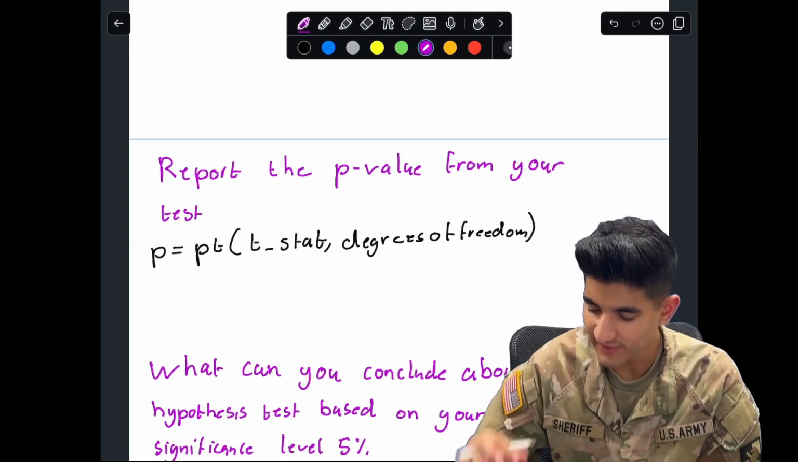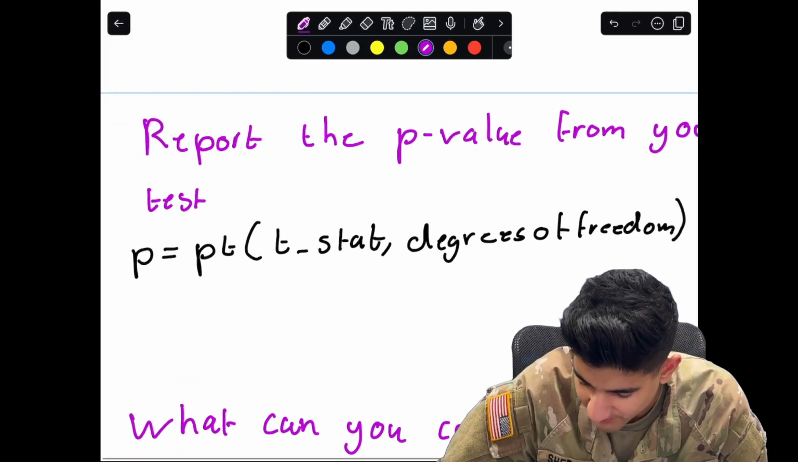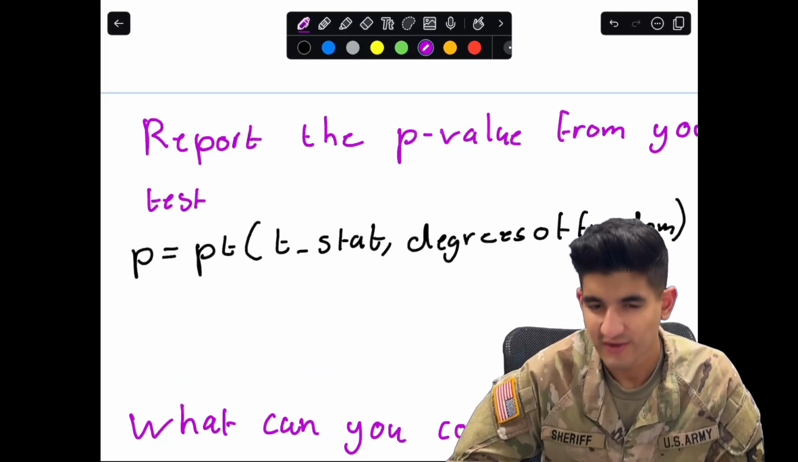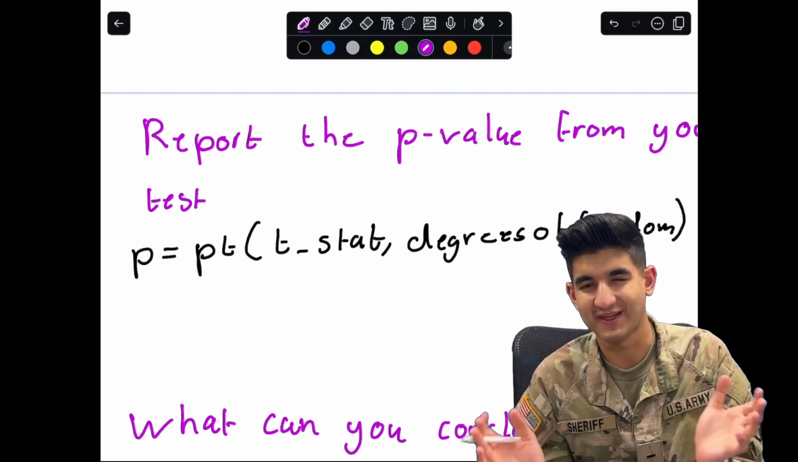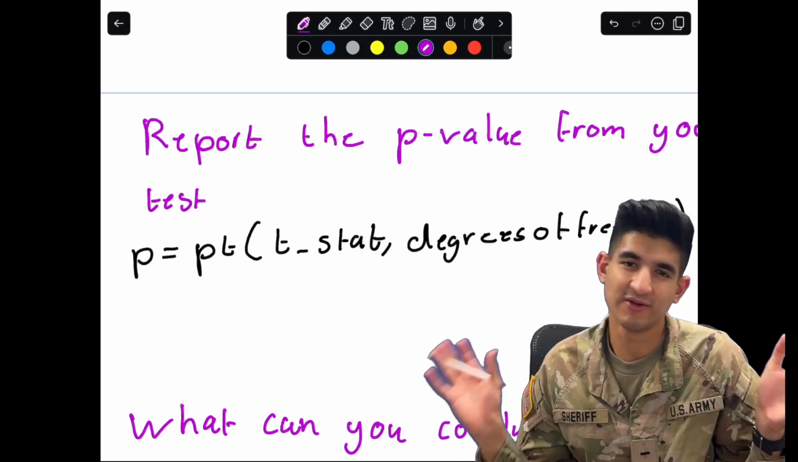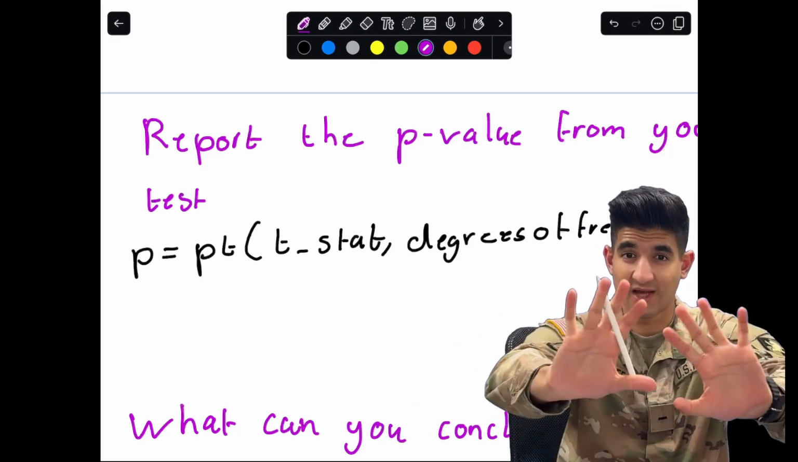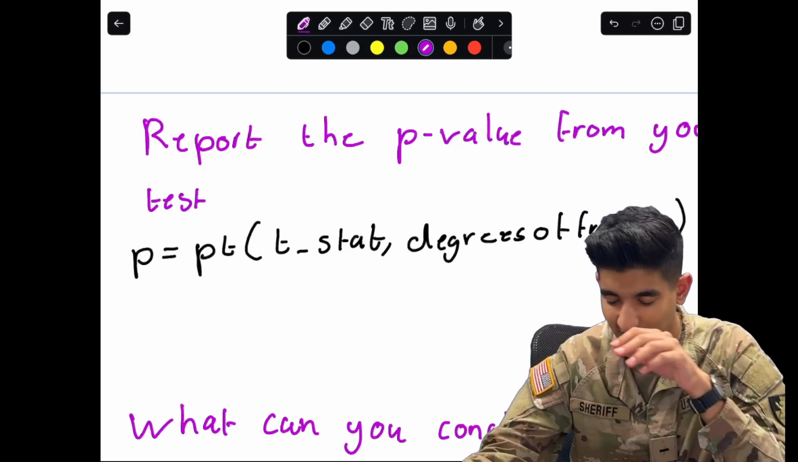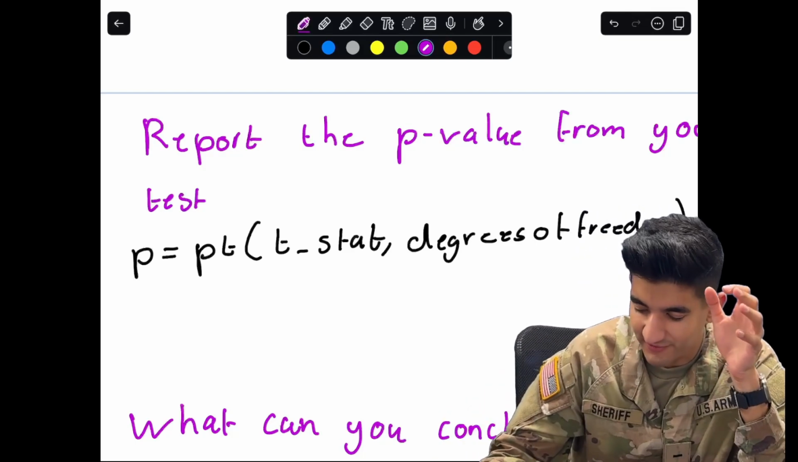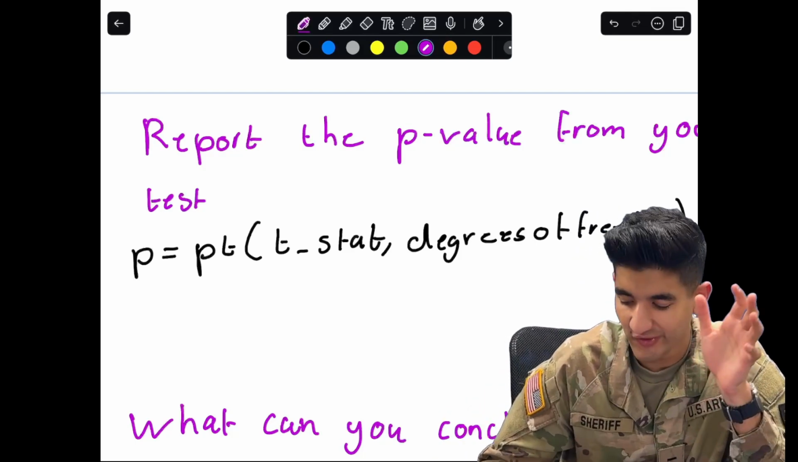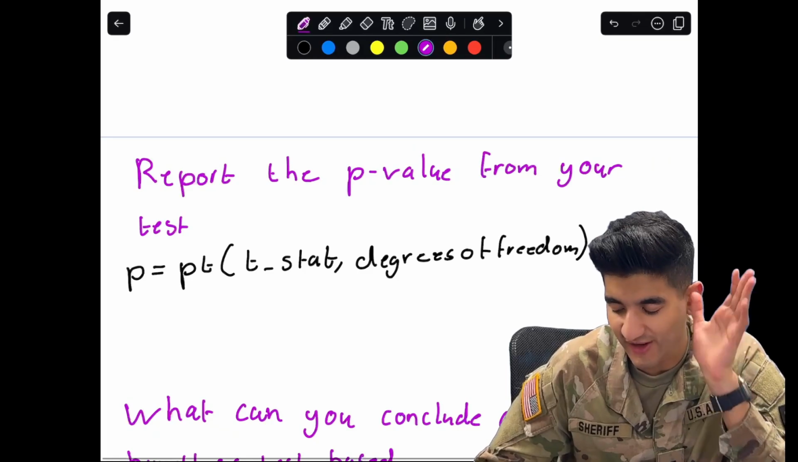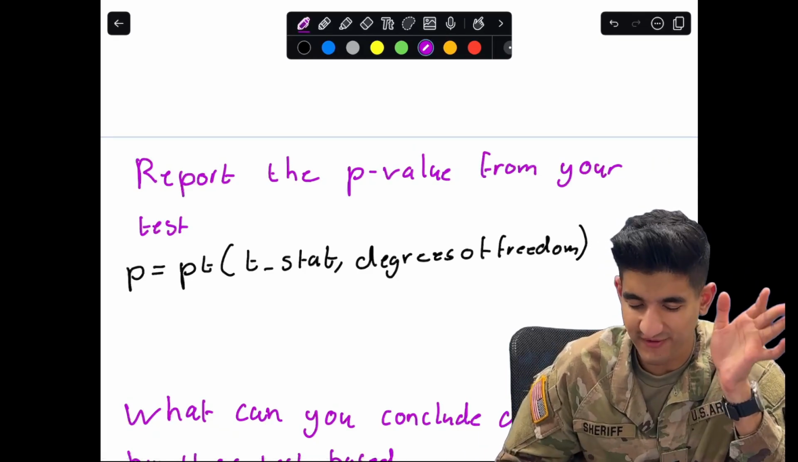The way we do this is using a function in R. So our p-value, be careful not to get confused between p hat and p. I know there's a lot of p's. If you want to use different variables, that's up to you. I'm going to use p. So our p-value is going to be p equals pt, which is a function of our t-statistic and our degrees of freedom. I'm going to explain what that means.